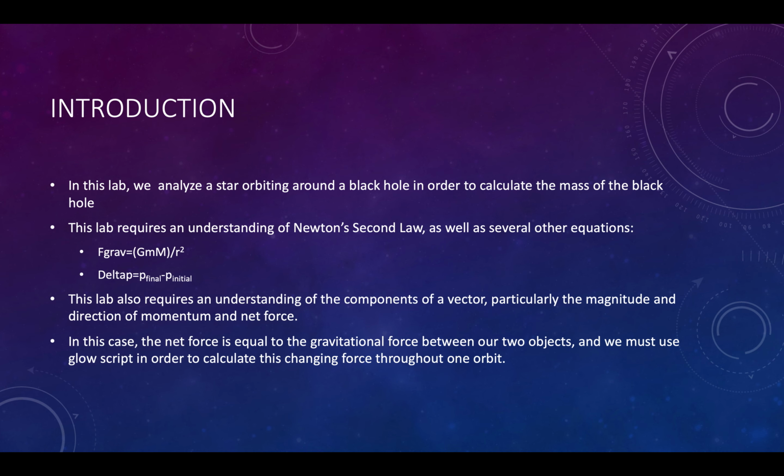We will also need to understand the different components of a vector and how they can be separated into different magnitudes and directions. In this case, the net force will be the gravitational force between the star and the black hole, and this net force will be constantly changing as the vector distance between the two objects changes throughout the orbit.